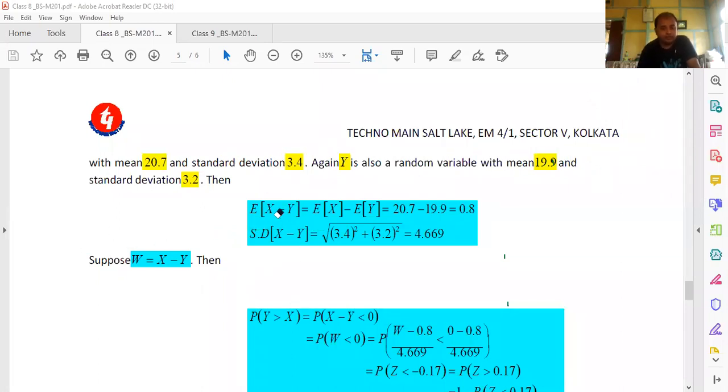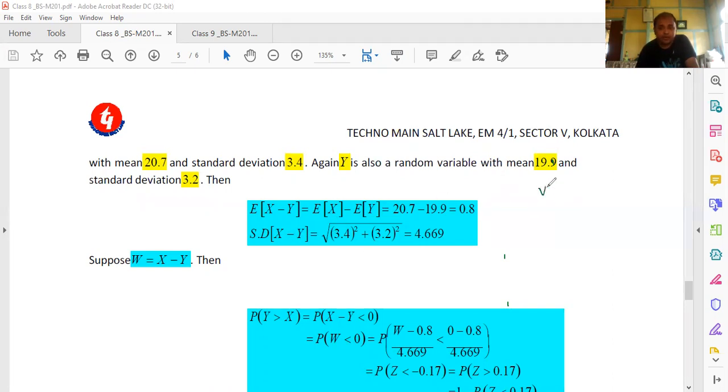I have already explained the expectation of X and Y and the standard deviation of X and Y. So in this case, you can easily calculate the expectation of X minus Y. As you know from the property of expectation, it is the expectation of X minus the expectation of Y, which is 0.8. And the standard deviation of X minus Y is this.